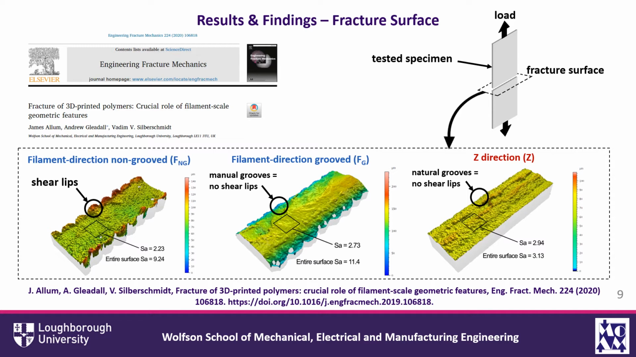As can be seen on the left image, we have a significant formation of shear lips in the filament non-grooved specimens, which are not present in the filament grooved or the Z direction specimens, because obviously the region is not present naturally in the Z direction specimen, and in the grooved specimen has been removed manually.